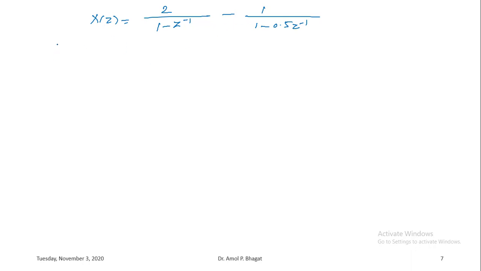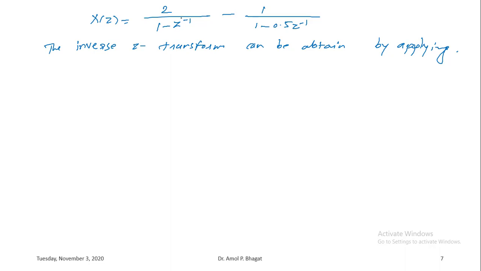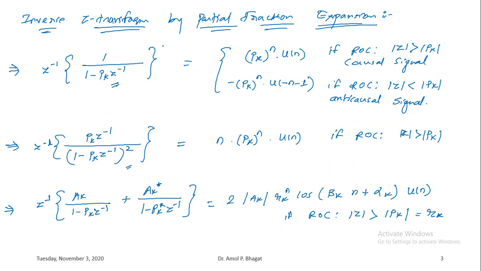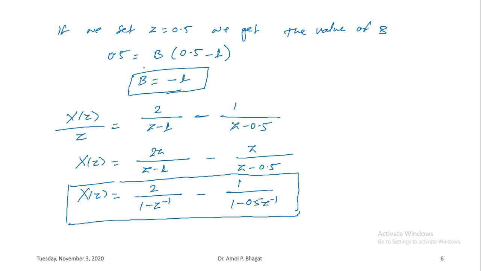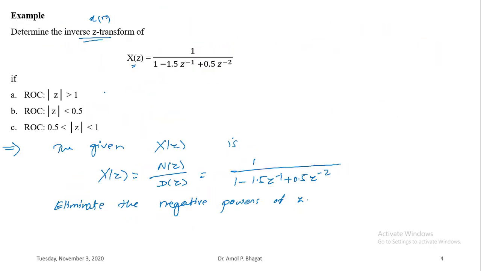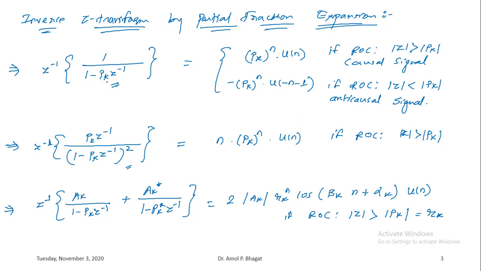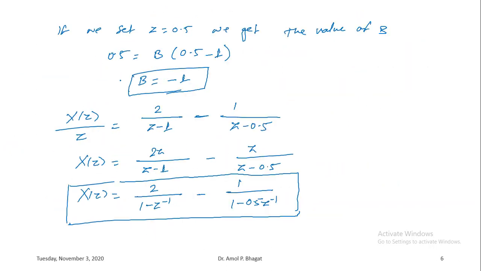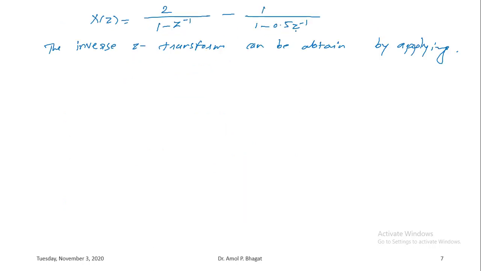so the inverse z transform can be obtained by applying. So if you compare these two terms with what we are seeing, these three forms, right? So these two terms are in the form simply 1 upon 1 minus pk z inverse, right? In place of pk, the values are 1 and 0.5, right?